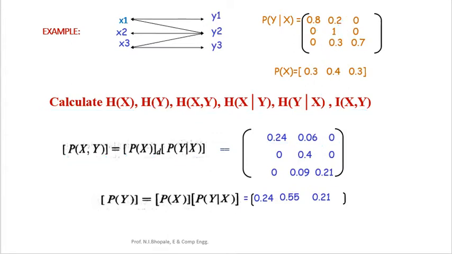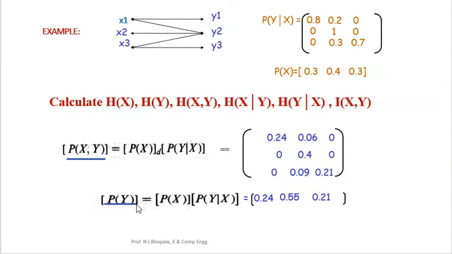Similarly, when we multiply this 0.4 with 0, that is nothing but 0. 0.4 into 1, that is 0.4. 0.4 into 0, again it is 0. And at last, 0.3 into 0, that is 0. 0.3 into 0.3, 0.09. 0.3 into 0.7, that is 0.21. This is how this particular matrix has been prepared, that is P(X,Y).